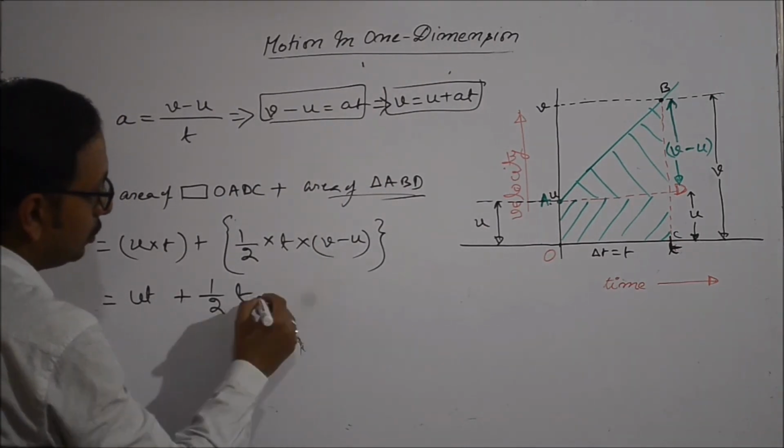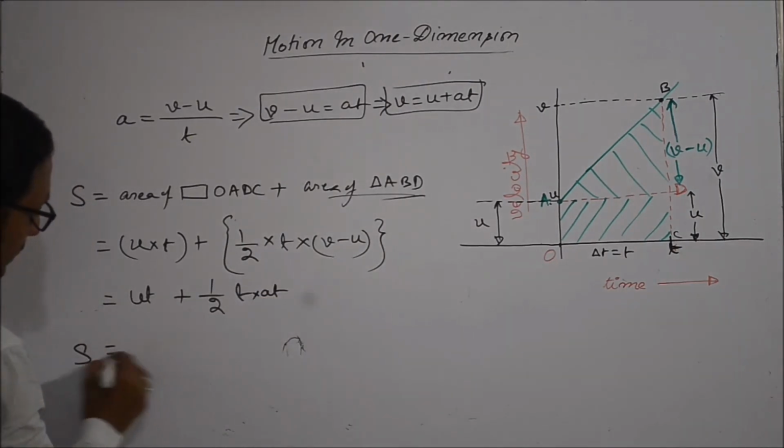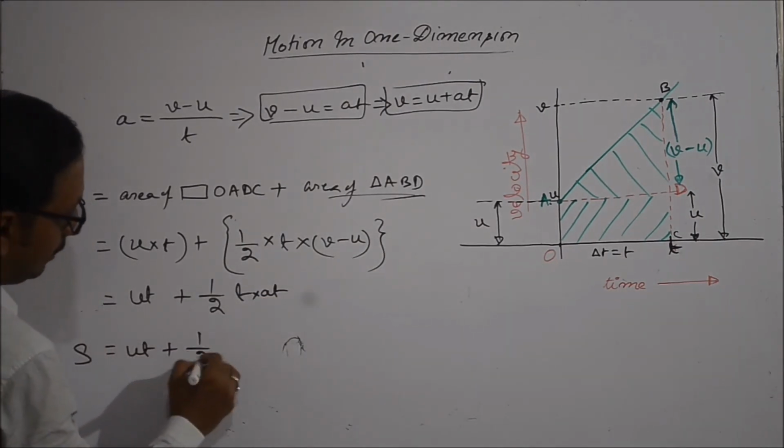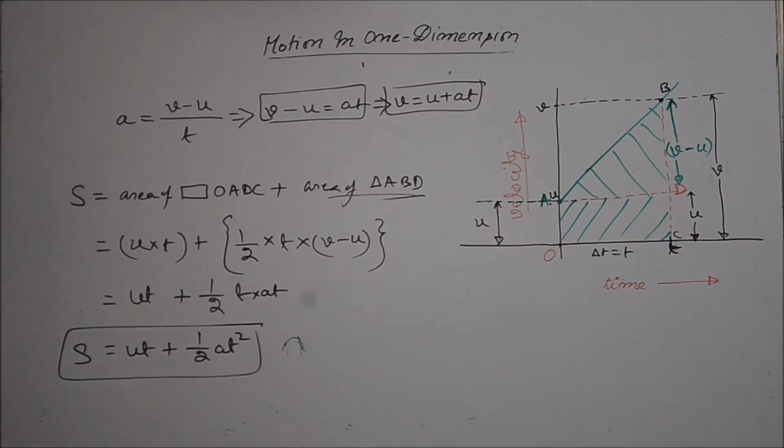So t into at, so at into at. So how much are you getting? S equal to ut plus half at square. So that's another important, most important equation. S equal to ut plus half at square. That's one of the most important equations over here.